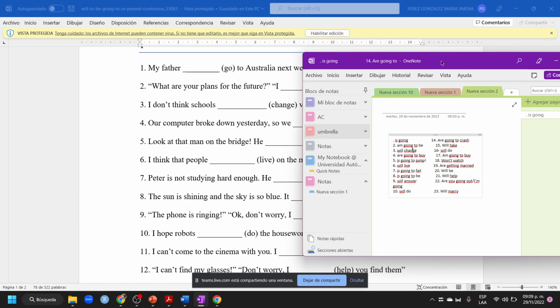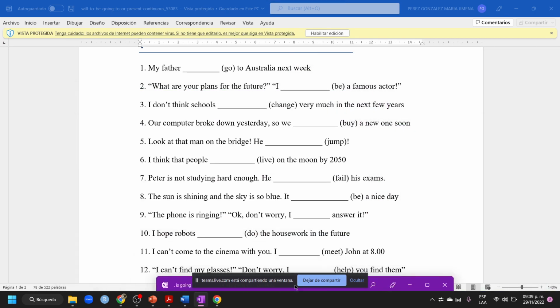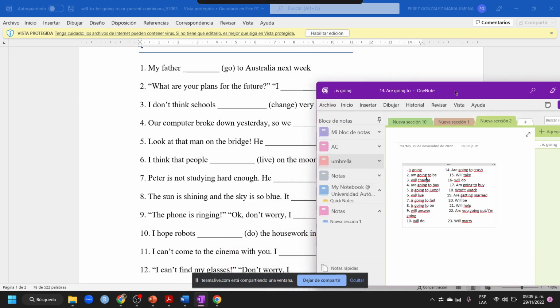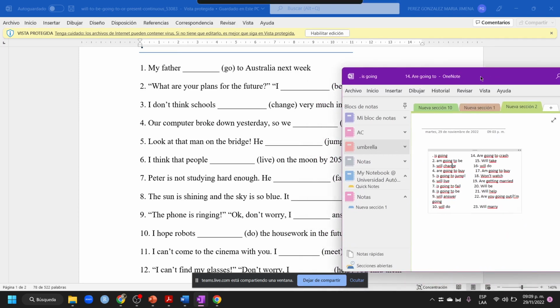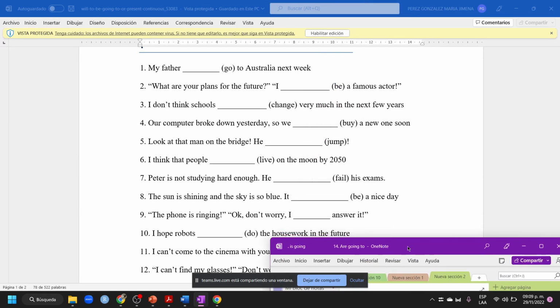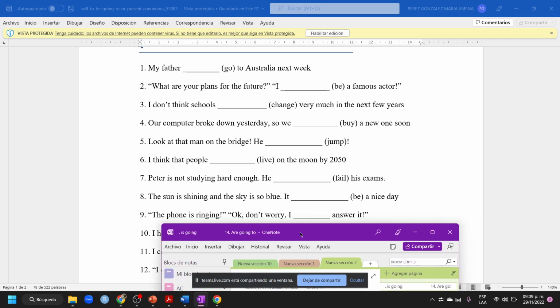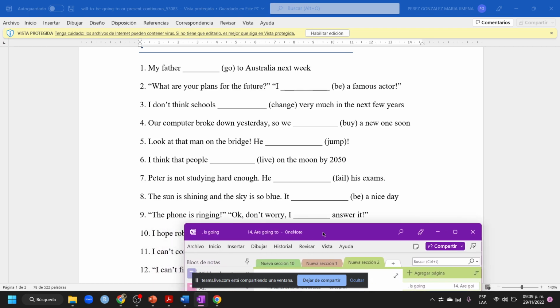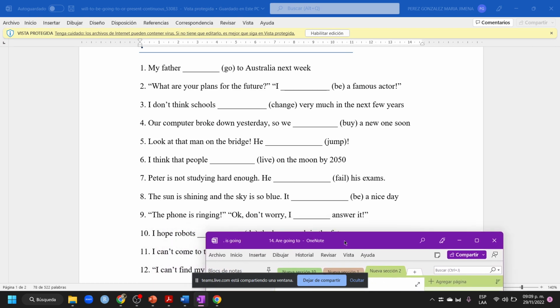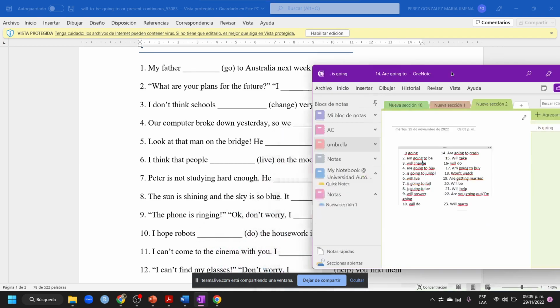Number 9. The phone is ringing. Okay, don't worry. I will answer it. Exactly. I will answer it. No, está haciendo una decisión, ¿no? El teléfono está sonando. Ok, no te preocupes. Yo contesto. Yo contesto. I will answer it.